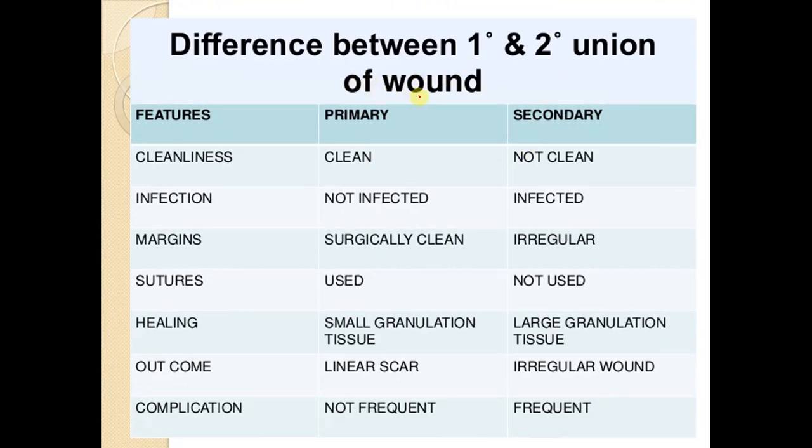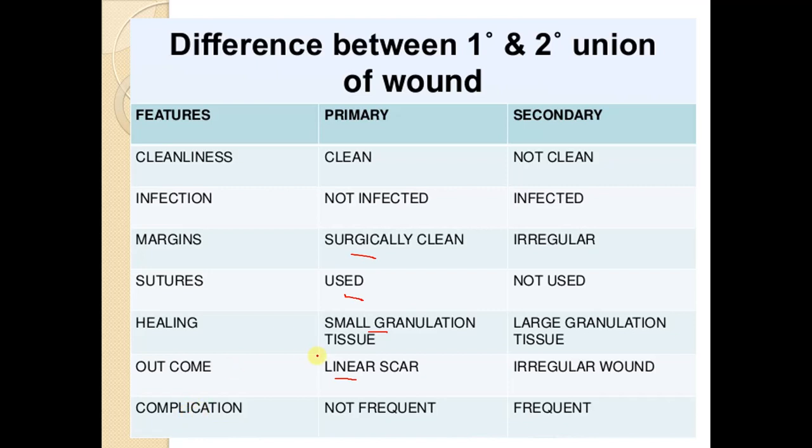Coming back toward our lecture, this slide shows the differences between the primary and secondary type of wound healing. For the primary type of healing to occur, the wounds are usually clean. They are not infected. Their margins are surgically cleaned. Sutures are used to bring the edges together, and there will be small granulation tissue.